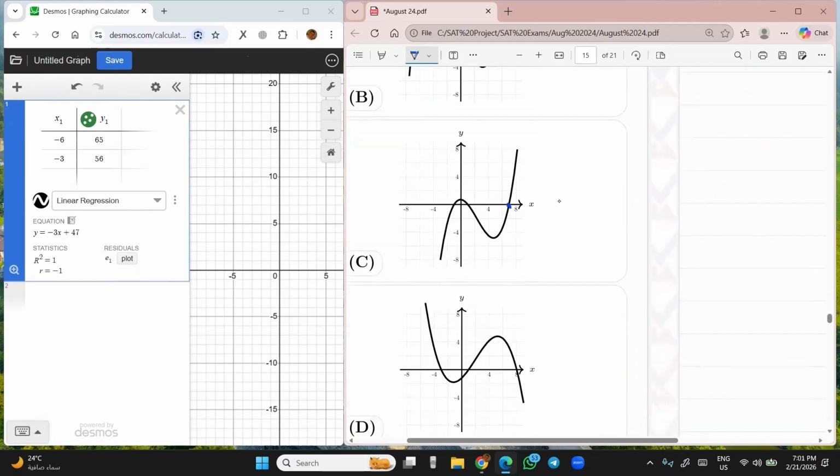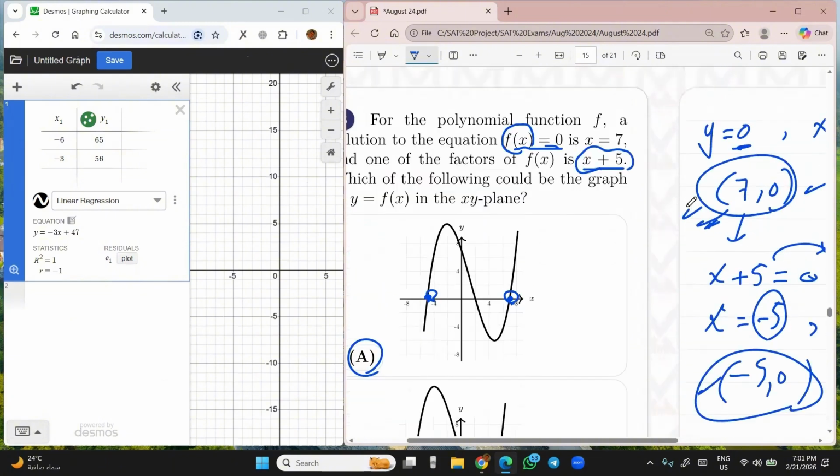And this one we have 7 and 0, which is okay, but this is negative 1 and 0, and this is positive 1 and 0, not our points. And here we have 8 and 0, 1 and 0, and negative 3 and 0. All of these points are not given to us. So we have 7 and 0 with negative 5 and 0. These are the 2 points available in this graph of letter A.